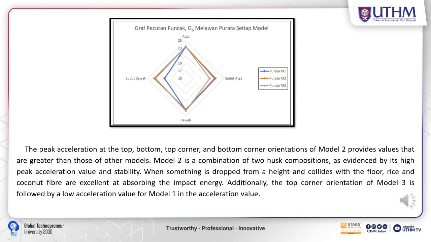So based on this graph, we can see that at the top corner and bottom corner orientations, model 2 has a higher value compared to other models. This high and stable peak acceleration value which we obtained from the result shows that model 2 has a very high and stable peak acceleration value. So model 2, which is a combination of two compositions, rice husk and coconut fiber, has the highest ability to absorb shock energy when it is dropped from a height and touches the floor surface.